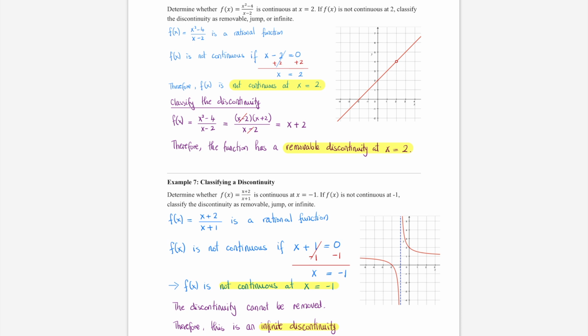So, in these examples, we saw two different types of discontinuities. In example 6, the factor canceled and created a removable discontinuity, which appears as a hole in the graph. In example 7, the factor did not cancel and created a vertical asymptote, or an infinite discontinuity.